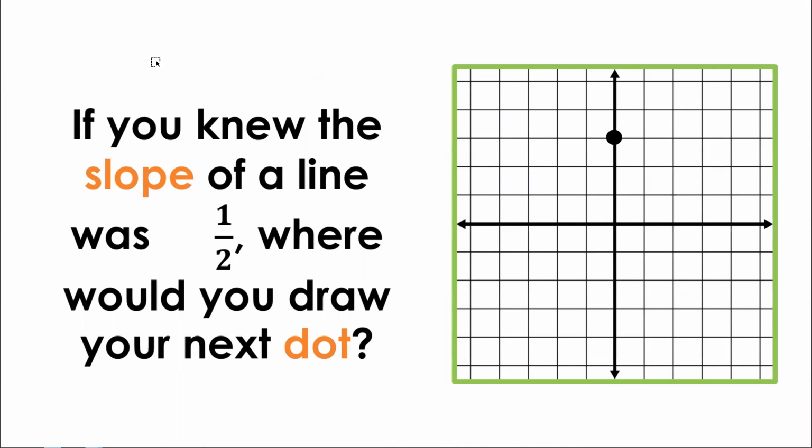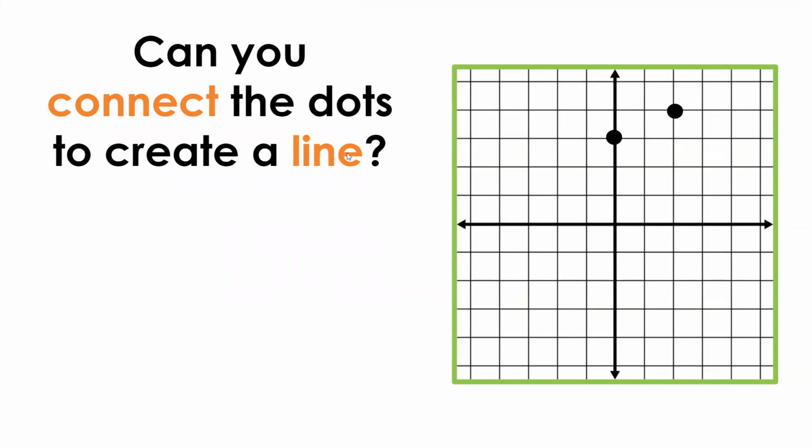There we go. So that's going to be our first dot. The next question is, if you knew that the slope of a line was 1/2, where would you draw the next dot? So we have our starting point right here. We have to think about where our next dot's going to be. If the slope is 1/2, if I start here, I'm going up 1, right 2, because up is positive and right is positive. And since those are two positive numbers, I need to go in a positive direction. So that point right there is up 1, right 2, just like how that slope is. And then we can connect the dots to create a line.